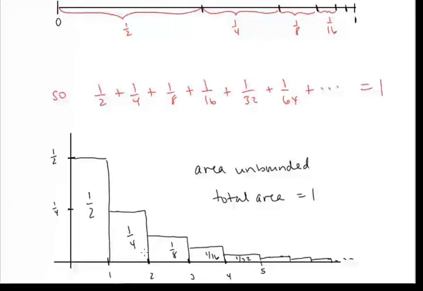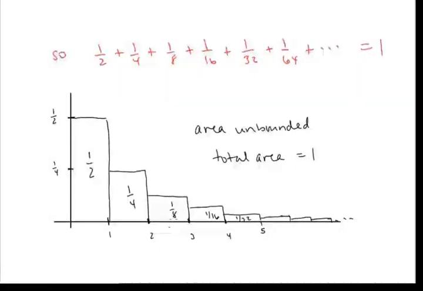So its area is 1 quarter. The next one has area 1 eighth, then 1 16th, then 1 32nd. Now each time I go down, I'm going to half the height, but I'm never going to get to 0. I'm going to approach a 0 height, but I'll never get to 0 because I'm still going to go half of the height that was there.